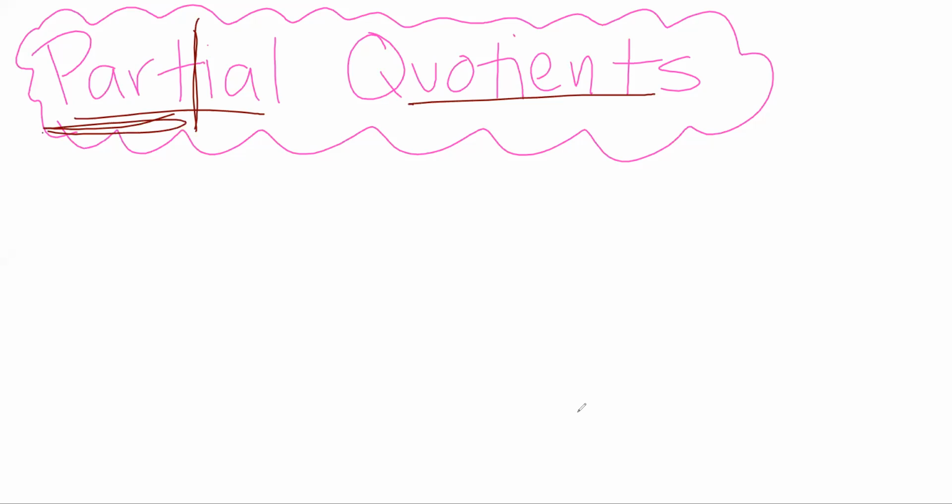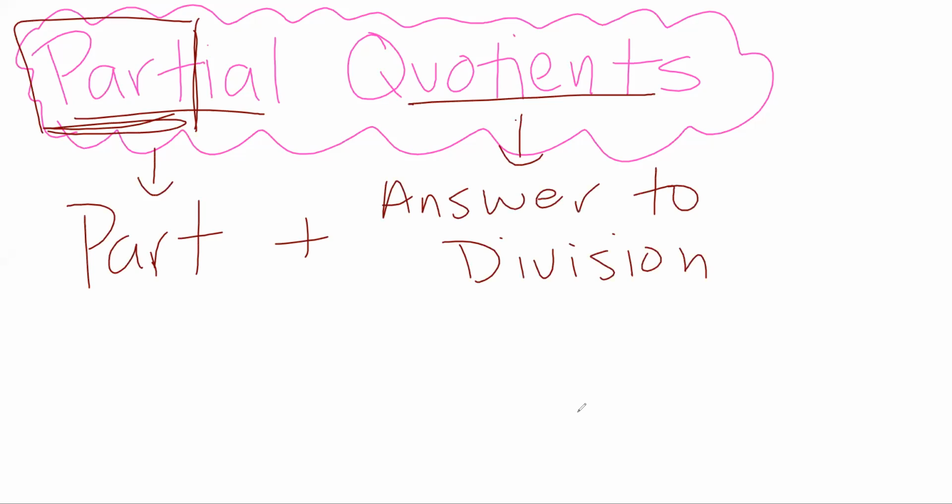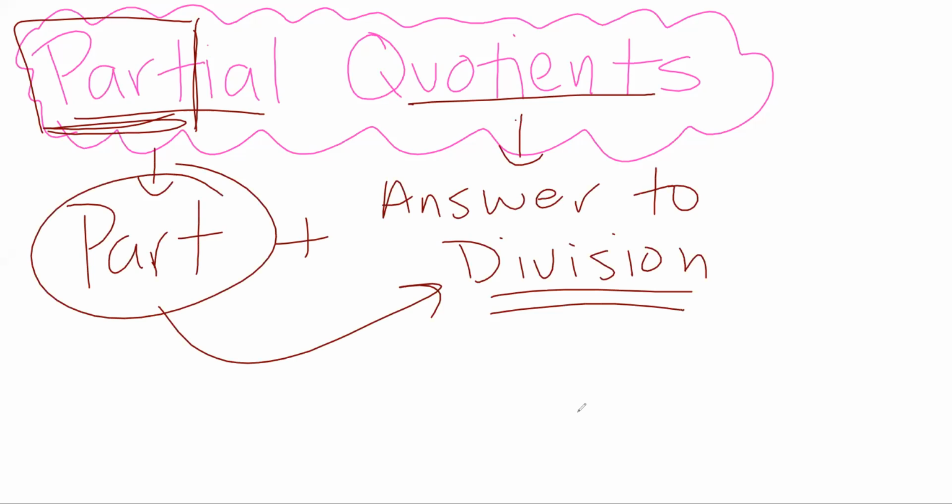If we look at that first word, part, that is partial, and that's really what it means. It's just like a part, right? And then quotient, if you remember, is the answer to a division problem. So what we're going to be doing today with partial quotients is solving division problems in parts, right? Like in parts and chunks. And really that's all partial quotient is.